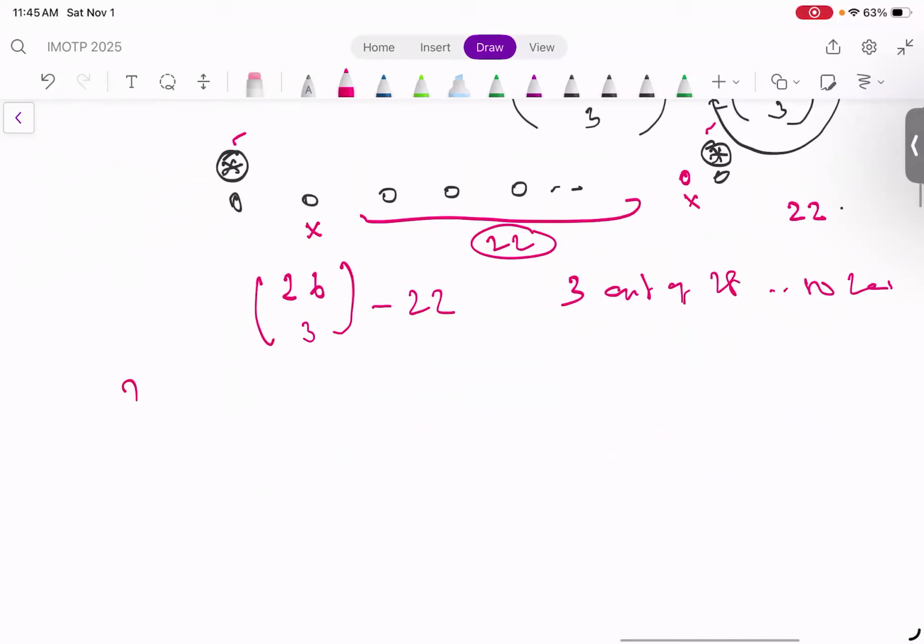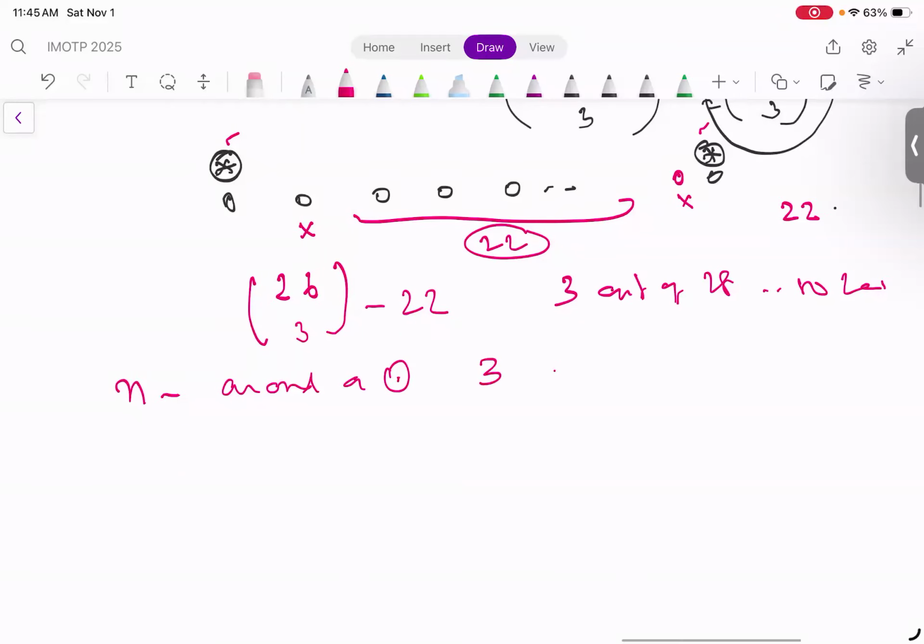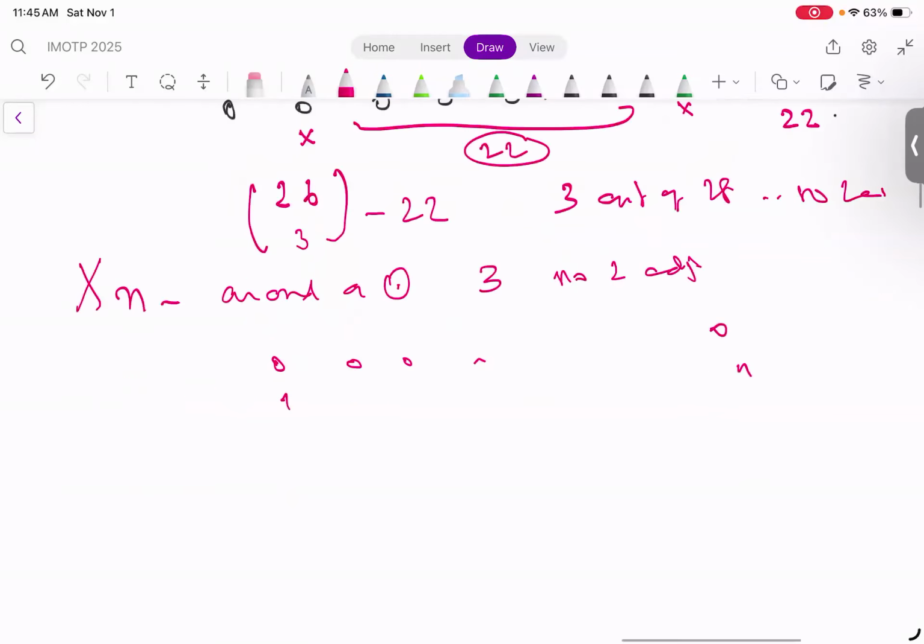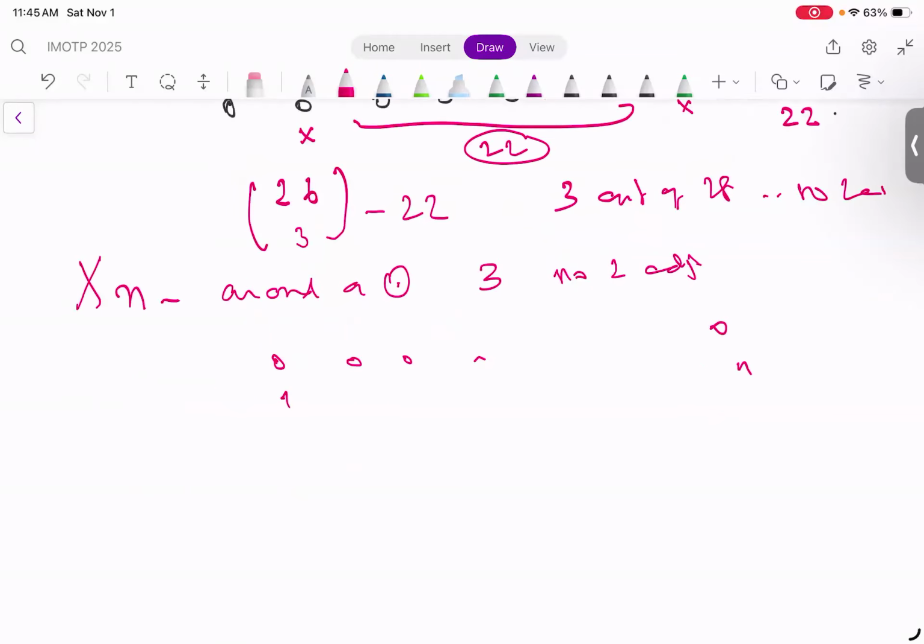Suppose I have n things around a circle, and I want to choose 3 so that no 2 are adjacent. So I will just again cut the circle and put 1, 2, etc. up to n. And how many ways can I choose 3 out of this? It will be (n minus 3 plus 1) C 3, right?